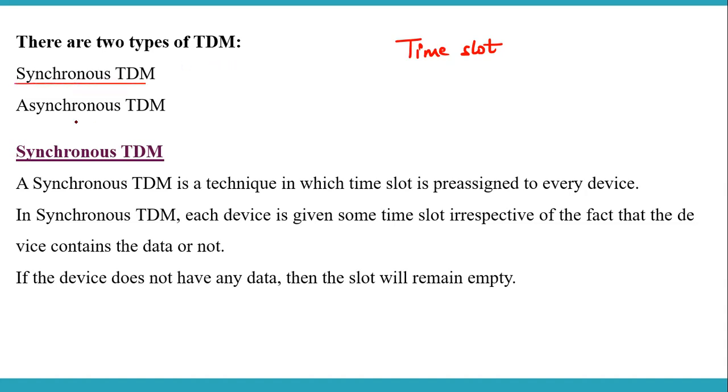One is synchronous TDM and another one is asynchronous TDM. So what is synchronous TDM? Synchronous TDM is a technique in which time slot is pre-assigned to every device. मतलब कि हर डिवाइस को पहले ही एक टाइम स्लॉट असाइन हो जाएगा. So if each device is given some time slot, irrespective of the fact that device contains data or not.